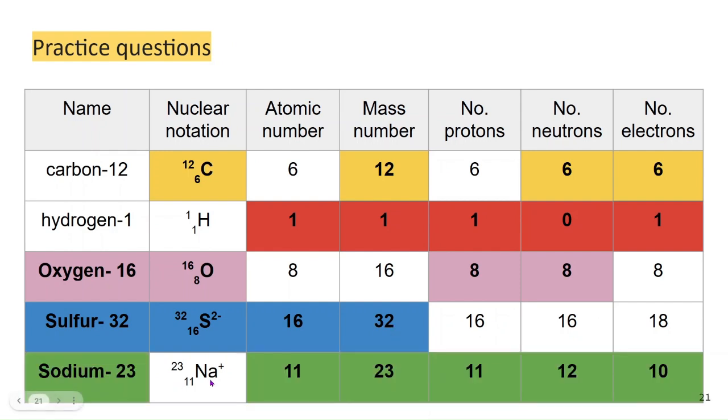The final one is sodium 23. We can see that here, right? 23 is the mass number. 11 is the number of protons. The number of protons is the atomic number. We can do 23 minus 11 to get neutrons, and then it is a +1. So that means there needs to be 1 less electron than protons.